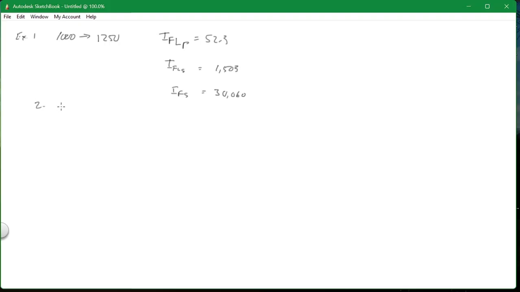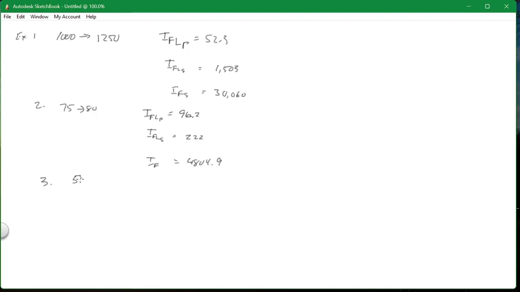So number two, 75 to 80. Okay, so I get my I full load primary is equal to 96.2. I got my I full load secondary is equal to 222, and my I fault was equal to 4804.9 or thereabouts. Now I used 1.732 instead of 1.73. Okay, I used another digit, so anyway.